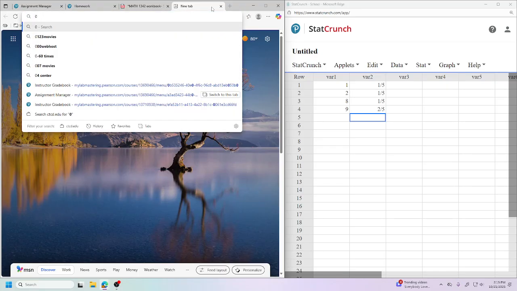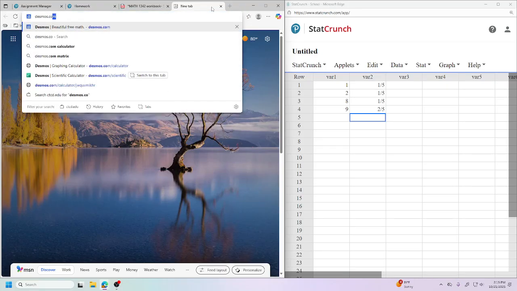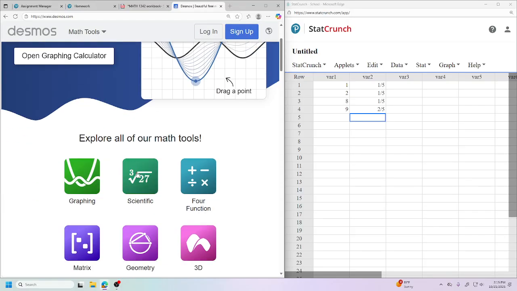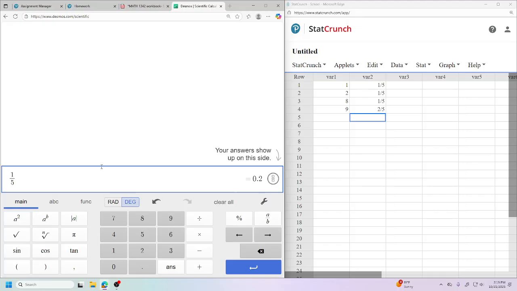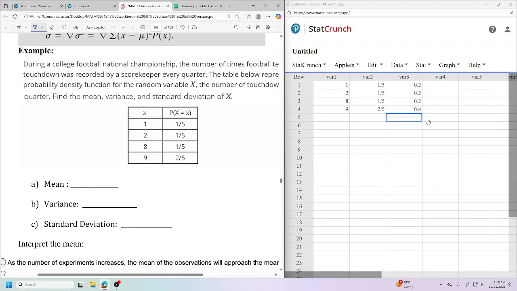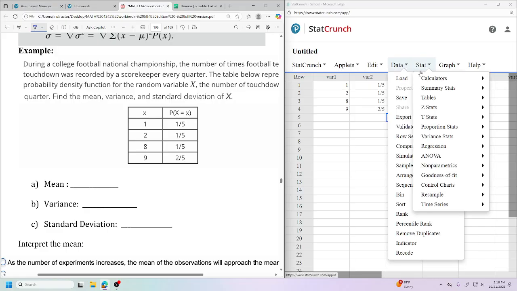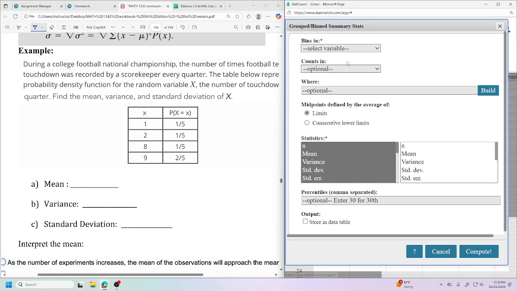So let me go to Desmos again, and I'm just going to find out what these fractions are as decimals. 1/5 is 0.2. So 0.2, 0.2, 0.2, and then this will be 0.4. That's great. When I start doing stats, summary stats, group by data, because we got two different groups, I'm going to choose 1 and 3. I want all this stuff.